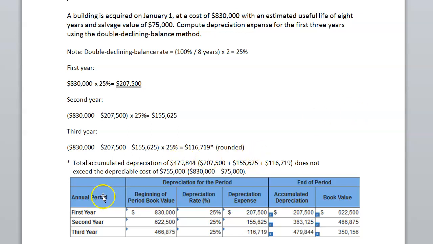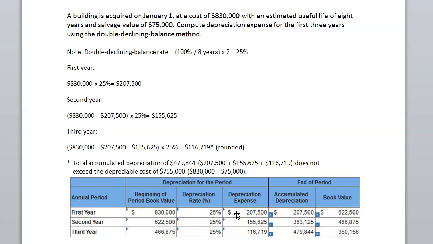As you can see, down here, we're going to calculate it for the first 3 years. So we're going to be calculating the depreciation for the period and then determine what the balances are at the end of the period. Using double declining balance, we are not going to subtract the salvage value. We're going to deal with the salvage value in the last year of the life. So we have beginning book value, which is the cost of the asset, $830,000. We're going to multiply that times the 25%. That is twice the straight line rate that we calculated here. So depreciation expense is $207,500 in the first year.